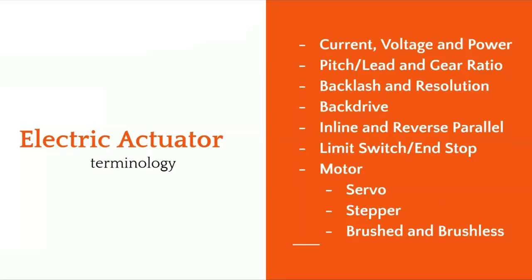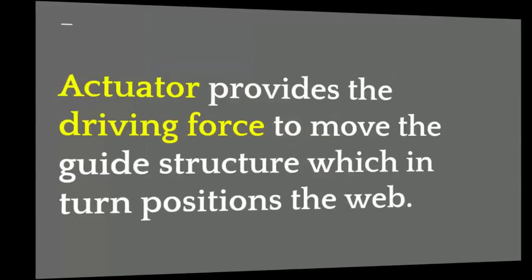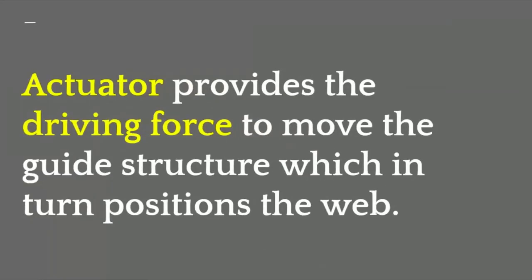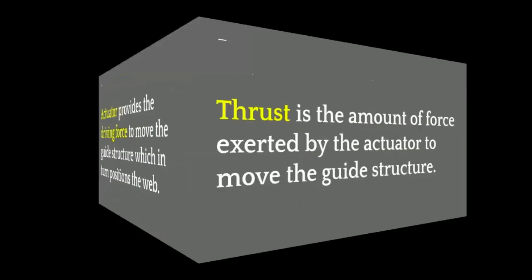Resolution: what is the smallest movement an actuator can produce. Backdrive is a common terminology, especially if you're installing a web guide that has to work against gravity. And then types of actuators, you have inline and reverse parallel. Some actuators have limit switches or end stops. And then the type of motor used in the actuator, you would commonly see servo, stepper, brushed or brushless DC motor. So actuators are providing the driving force to the guide structure so that it can position the web.